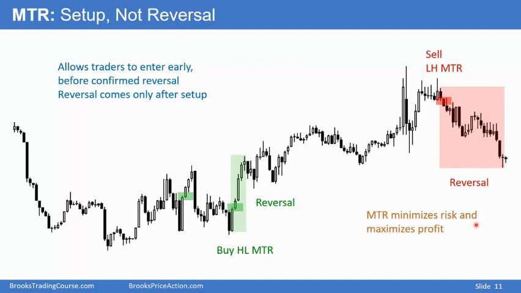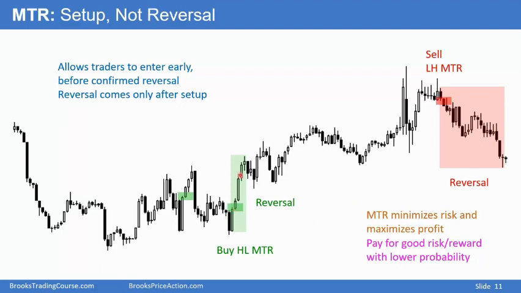The advantage of entering early with a major trend reversal setup, it minimizes risk. If you sell here, your stop is here. You're looking for a reward at least twice your risk, and you got that here. Same here. If you buy here, your stop is here, and you would have gotten out here or here, and you would have had a reward several times greater than your risk.